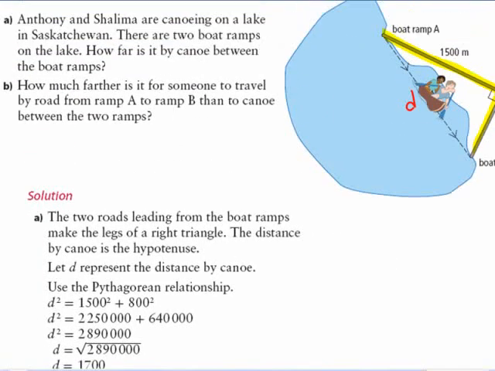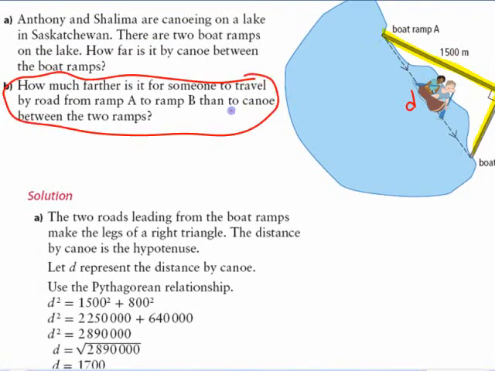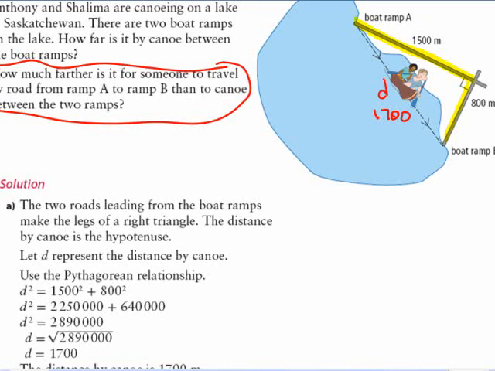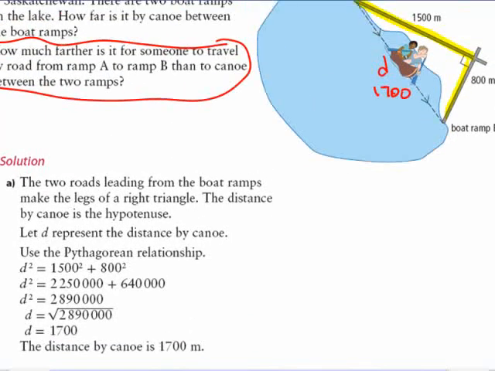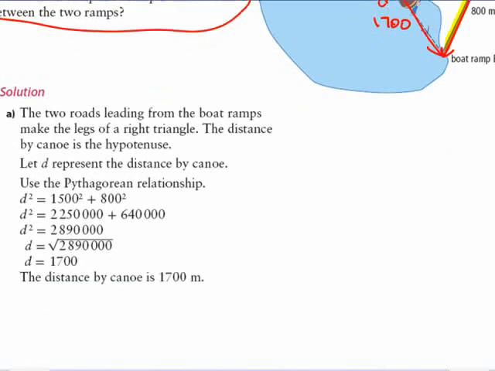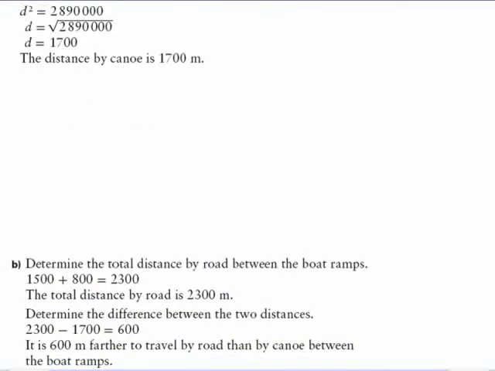Oh, hold on. What was part B? How much farther is it? We didn't answer that. How much farther is it for someone to travel by road? Once you've found that this is 1700, that you can do with elementary school math, right? You should still explain what you're doing. How much farther is it? Well, this is 1500 and 800. This is only 1700. So they just look at the difference there, right?